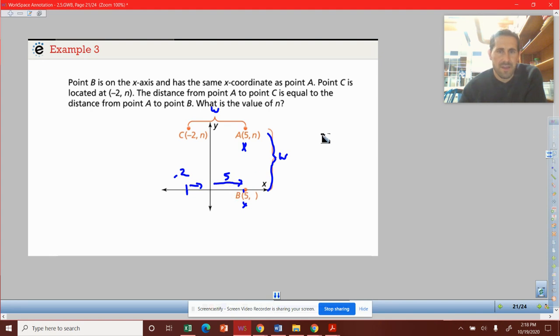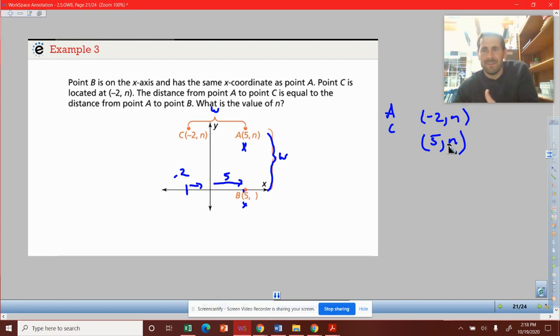What's this distance? So really what I'm doing is this. We're comparing point A to point C. We're looking at -2, n and comparing it to 5, n. And just like all the other problems we've been doing, can we compare -2 and 5 to each other and find a distance? Yes. Can we compare n and n to each other? So in other words, if n is 10, this is 10. So we can't find a distance between those. So we're not going to look at the y-coordinates. We're going to look at the x-coordinate.